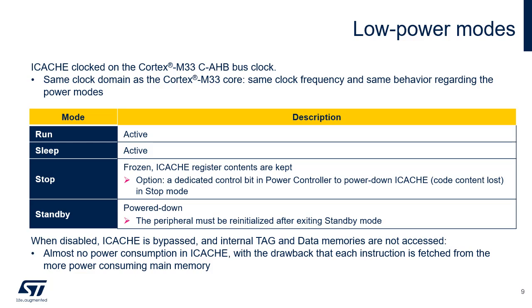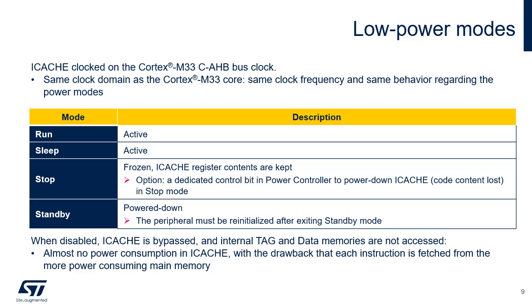ICACHE is clocked at the same frequency as the Cortex M33 core because the ICACHE only caches instructions requested by the Cortex M33. Consequently, the ICACHE and the Cortex M33 have the same state in the various low-power modes. When the microcontroller is in stop mode, the user can decide to power down the ICACHE.